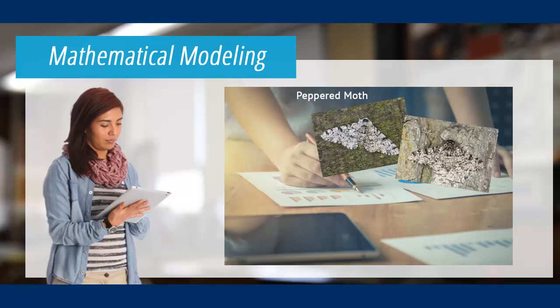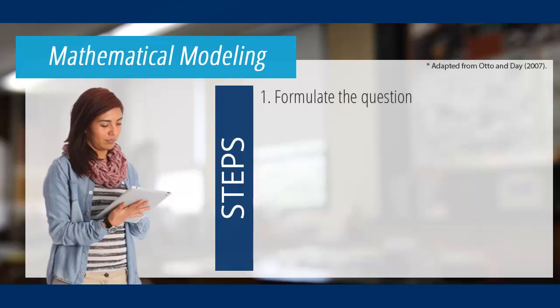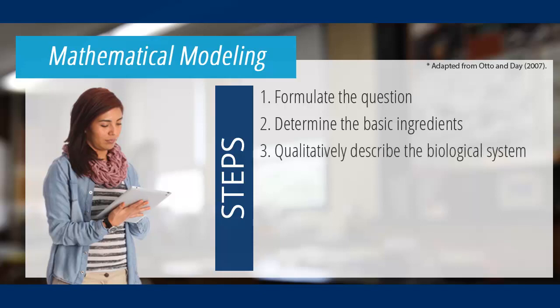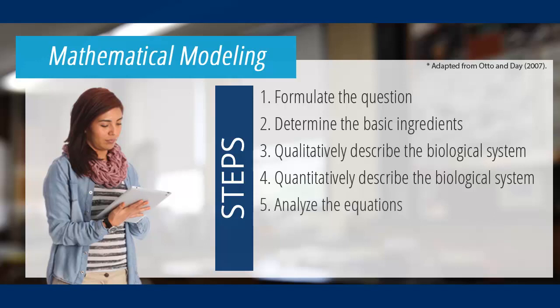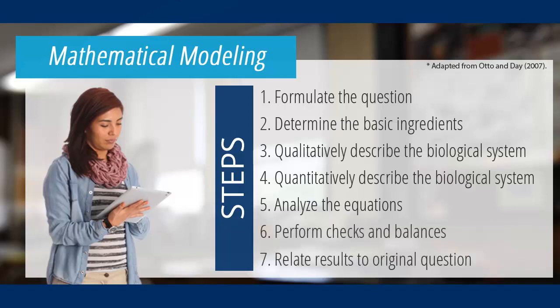To help students develop this mathematical model, have them complete the following steps. 1. Formulate the question. 2. Determine the basic ingredients. 3. Qualitatively describe the biological system. 4. Quantitatively describe the biological system. 5. Analyze the equations. 6. Perform checks and balances. 7. Relate their results to the original question. Scaffolding students' progress through the 7 steps will help them develop this mathematical model.